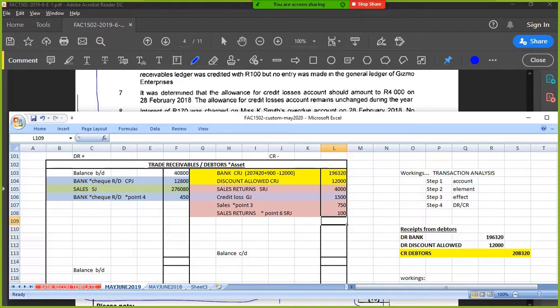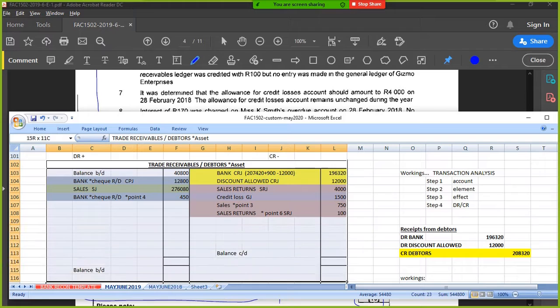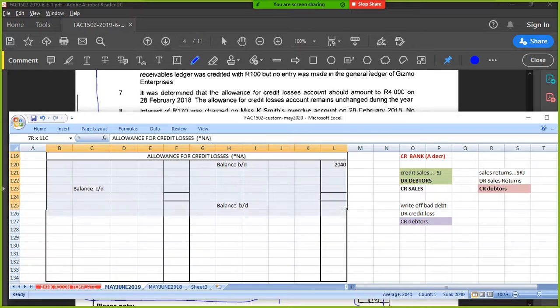Number 7. It was determined that the allowance for credit... Okay, so here's the allowance question. See, it's in isolation. Right, the allowance has nothing to do with the trade receivables. So I'm not even going to look at any of this. I'm just going to look at that. Okay, it was determined that the allowance for credit losses account should amount to 4,000 on the 28th of Feb. The allowance for credit losses account remains unchanged during the year.